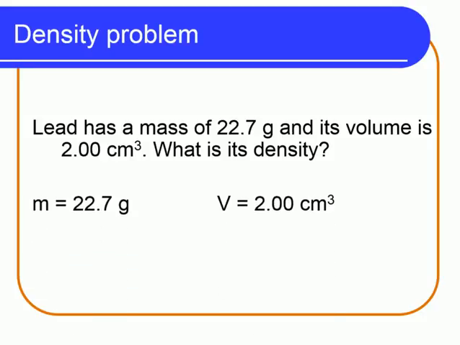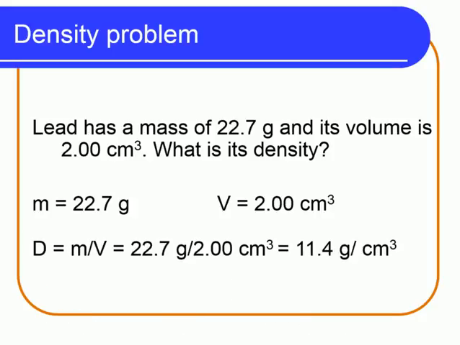Your hints here are I've identified the mass as 22.7 grams, the volume as 2.00 cubic centimeters, and because density is equal to mass divided by volume, we simply divide 22.7 grams by 2.00 cubic centimeters to yield 11.4 grams per cubic centimeter.